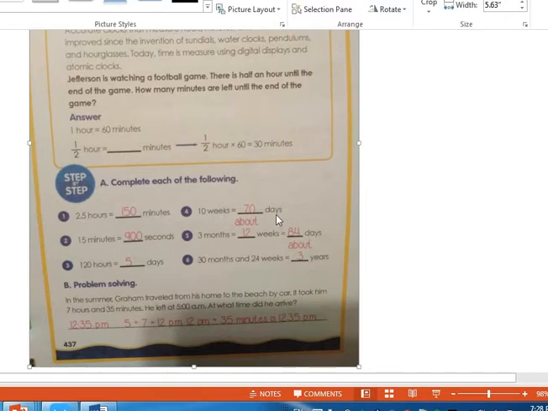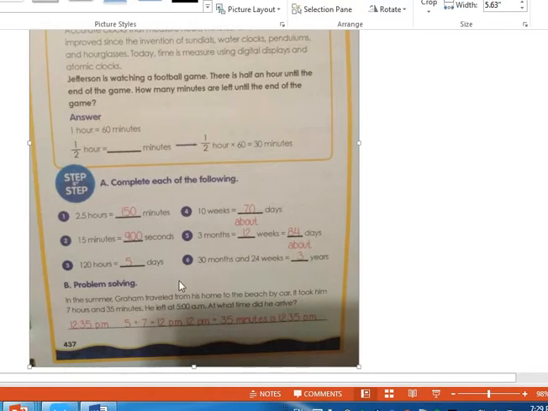10 weeks equal how many days? Weeks is greater, so I will multiply by 7 because 1 week equals 7 days. 3 months equal how many weeks? I should write first "about." From month to week I will multiply by 4 and write about. So about 12 weeks here. About how many days? I multiply by 7, so it gives me about 84.